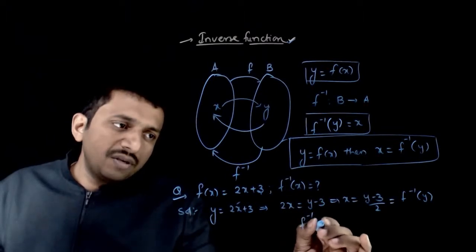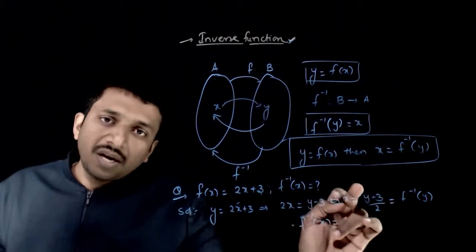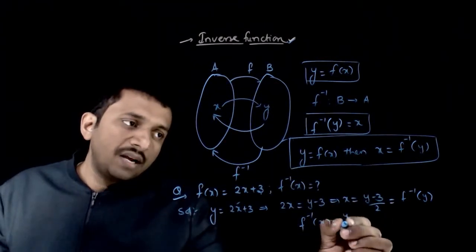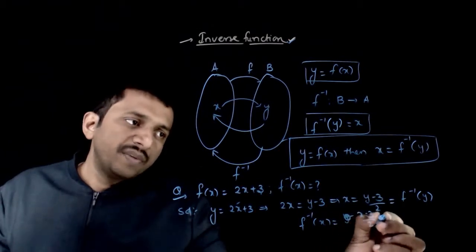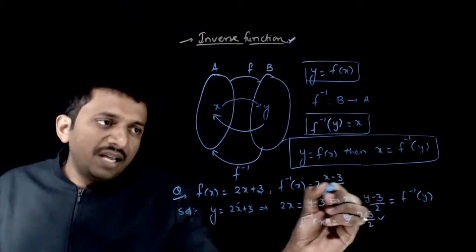So what is f inverse of x? If you take y inside f inverse, you get (y minus 3) by 2. If you take x inside f inverse, instead of y you get (x minus 3) by 2. So that will be the function f inverse of x, (x minus 3) by 2.